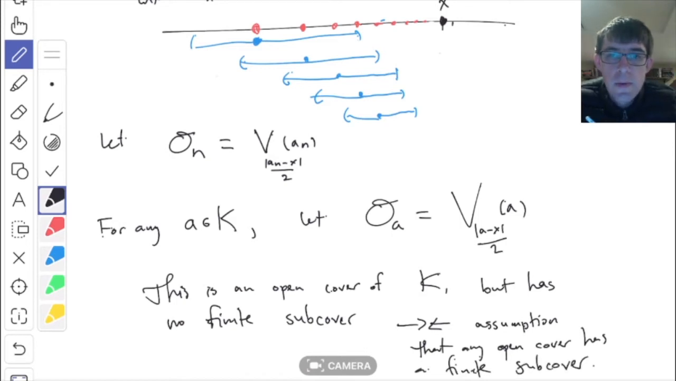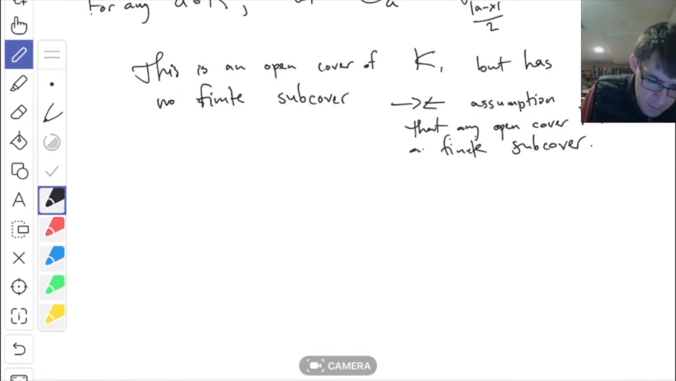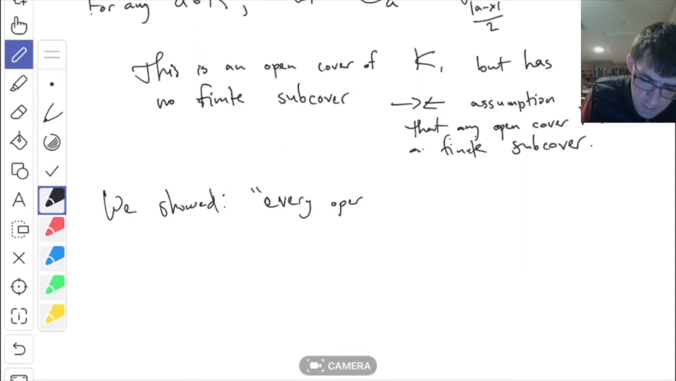All right, that's how we do it. So this demonstrates that, remember what we just showed was 2 implies 3. So let me just remind us. So we showed that closed and bounded, sorry, no, it was 3 implies 2, that this condition, every open cover has a finite subcover, implies closed and bounded.